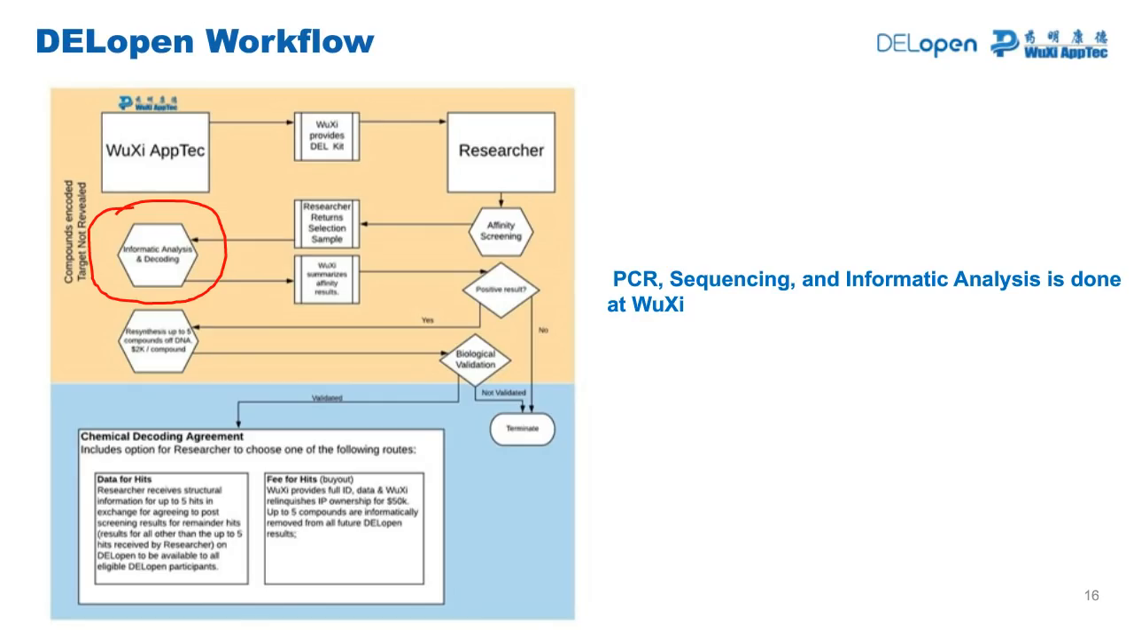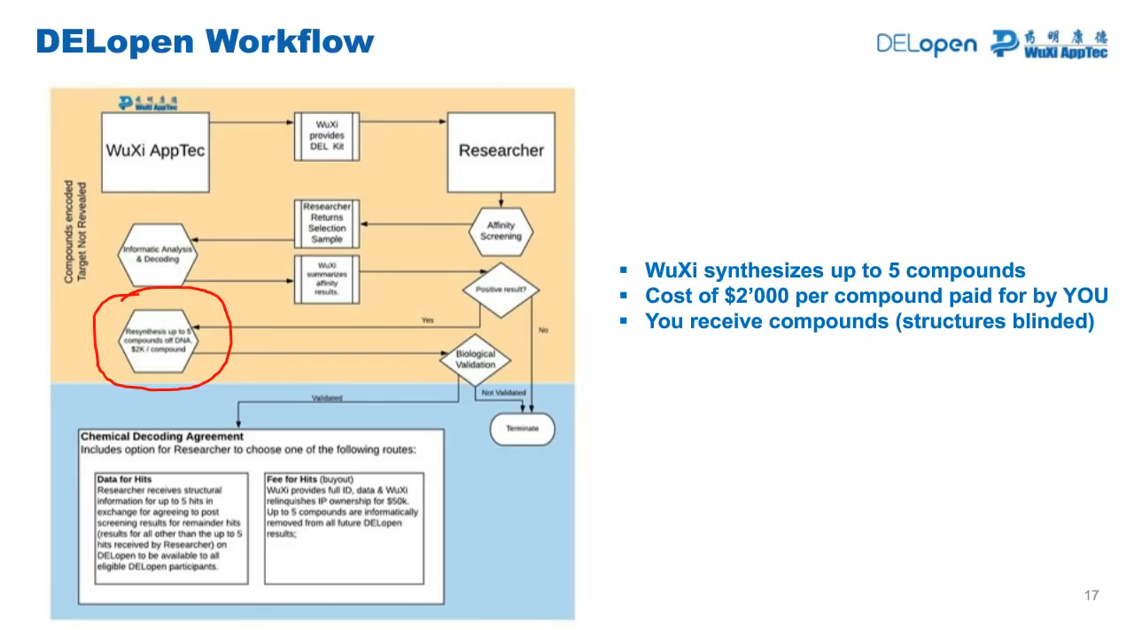At this point in time, you can have WuXi synthesize up to 5 compounds for you. You have to pay though to have those made. And then the compounds are shipped to you. You still don't know what the structures are, but then you are free to assay them as you wish.